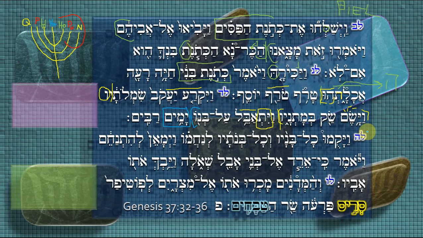Verse 35. Vayakumu chol banav v'chol benotav l'nachamo vayma'en lehitnachem vayomer ki ered el beni avel she'ola.